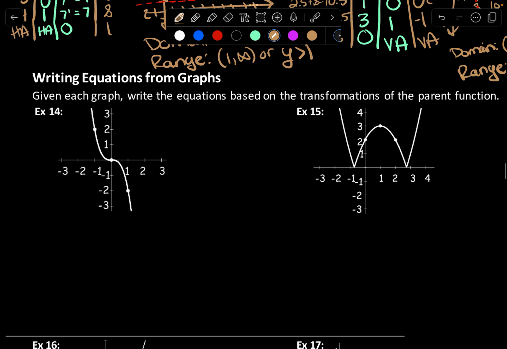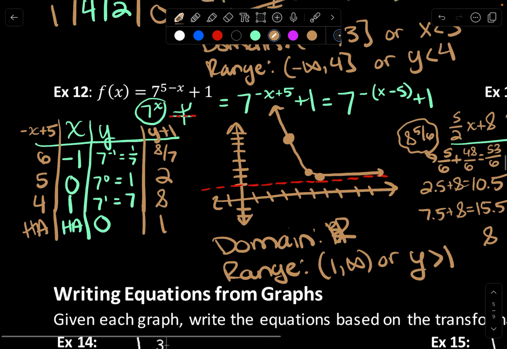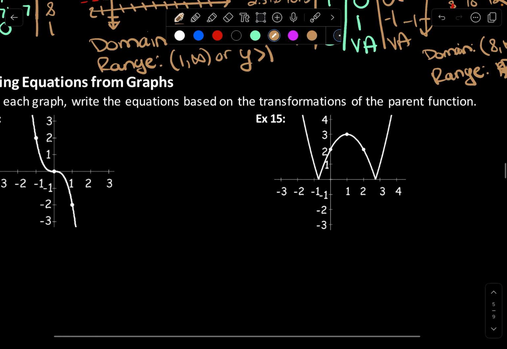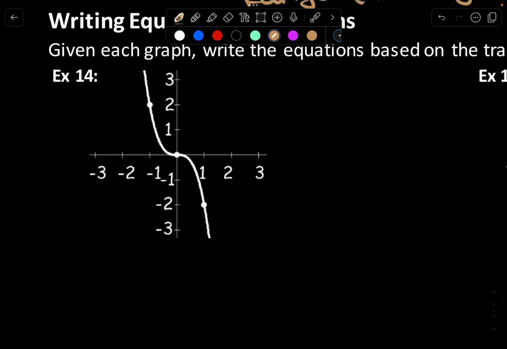All right, so this is also in Unit 1, Transformations, and it's the topic on writing equations from graphs. In the previous video, we had equations or functions and we graphed them. Now we're going to do the opposite. Given each graph, write the equations based on the transformations of the parent function. So your first goal is to figure out what is the parent function.